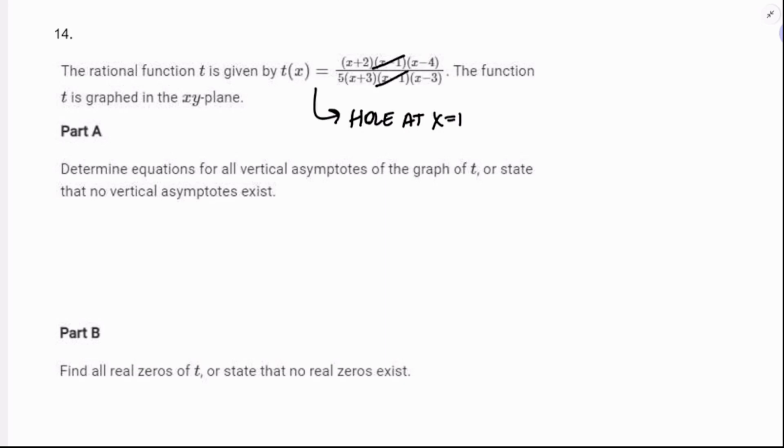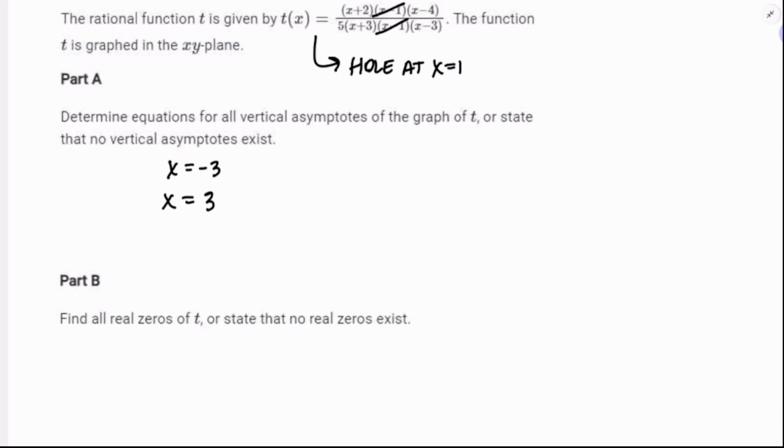Vertical asymptotes of the graph of t are zeros of the denominator that are left over after cancellation. So I'm going to have x equals negative 3 from that factor, and x equals 3 from that factor right there. And I'm not going to have anything from that 5 right here, because 5 can never equal 0. I'm not going to have x equals 5 or x equals 0, because if I plugged those x values into the denominator, I would not get 0 back. Okay, so those are the equations of my vertical asymptotes.